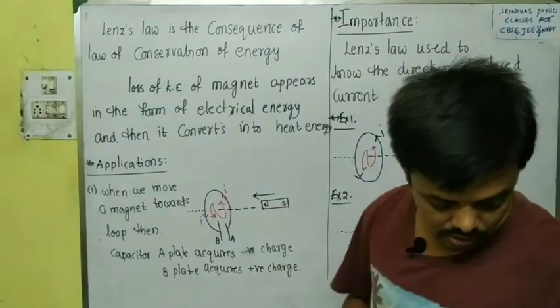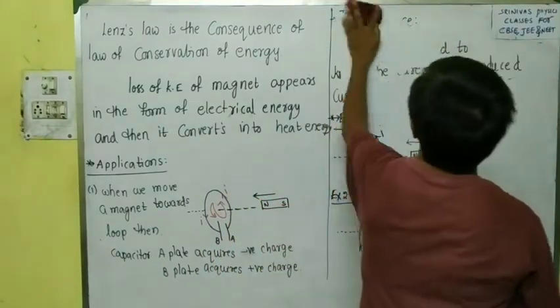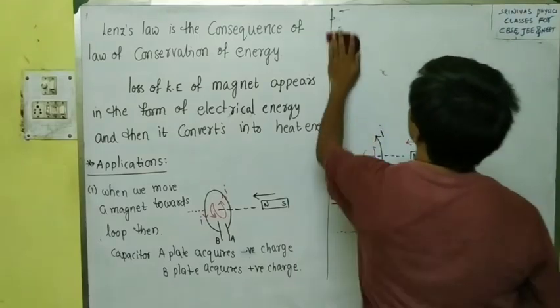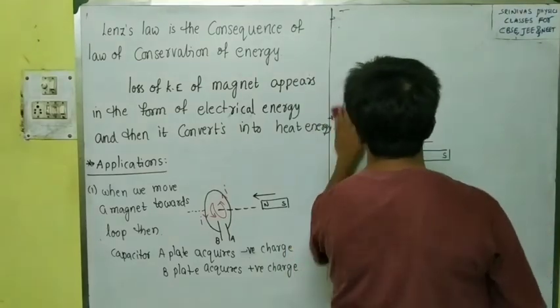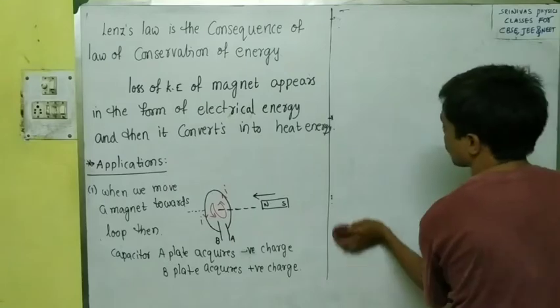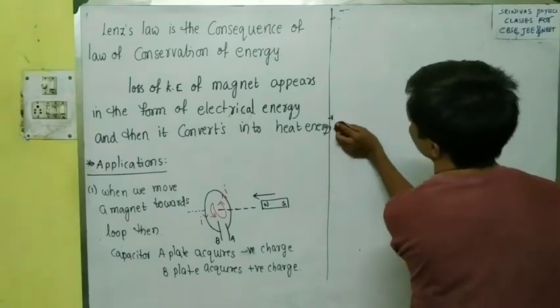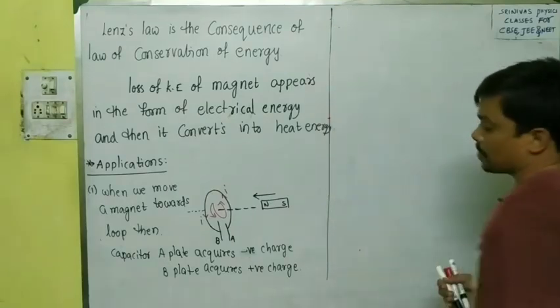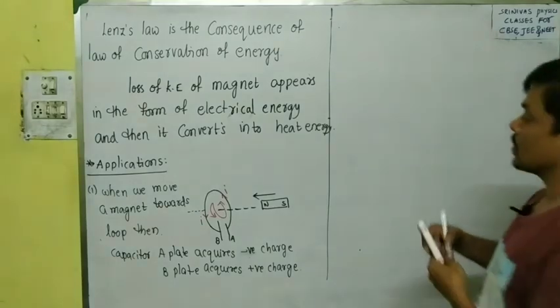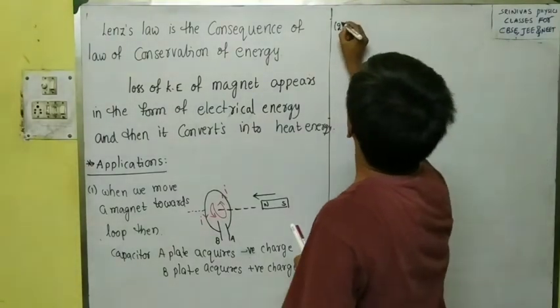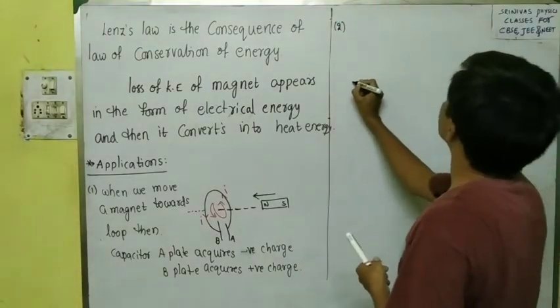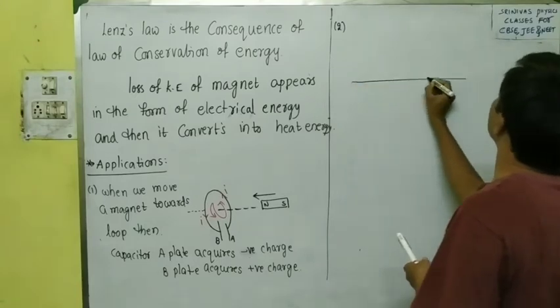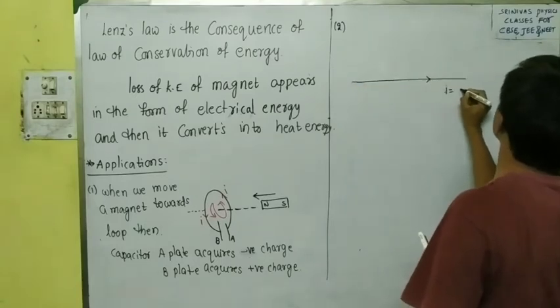And I will give some applications. This is the second example I am going to give. For example, this is a straight current carrying wire. It carries a constant current.